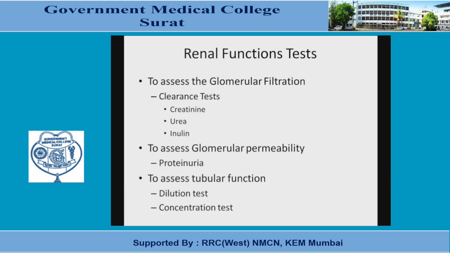For measuring the integrity of the glomerular structure, the most common test is assessing the protein in the urine. Normally protein is absent in the urine. If it is present, it is the first indicator of kidney damage, meaning the glomerular structure is damaged. And for assessing the tubular function, mainly two tests, the dilution test and concentration test, are used to measure the specific gravity of the urine. We will learn each and everything in detail.